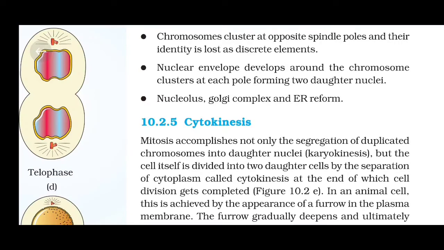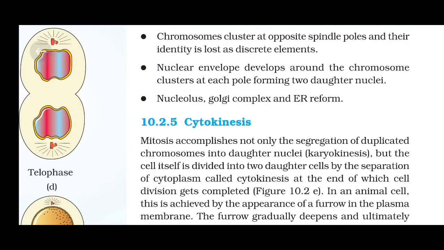Chromosomes cluster at opposite spindle poles and their identity is lost as discrete elements. Nuclear envelope develops around the chromosome clusters at each pole forming two daughter nuclei. Nucleolus, Golgi complex and ER reform. Cytokinesis. Mitosis accomplishes not only the segregation of duplicated chromosomes into daughter nuclei, karyokinesis, but the cell itself is divided into two daughter cells by separation of cytoplasm called cytokinesis, at the end of which cell division gets completed.